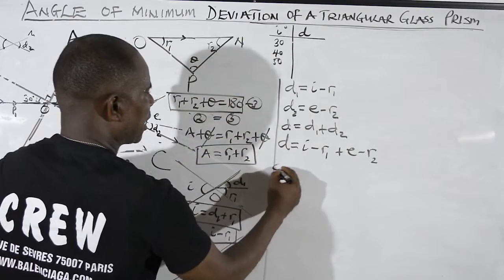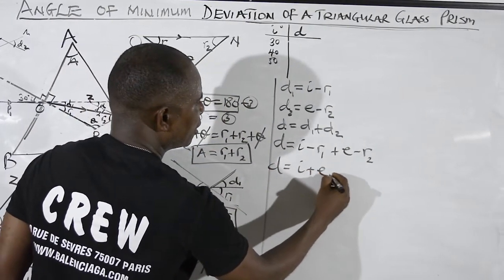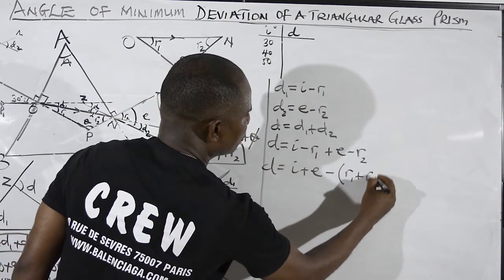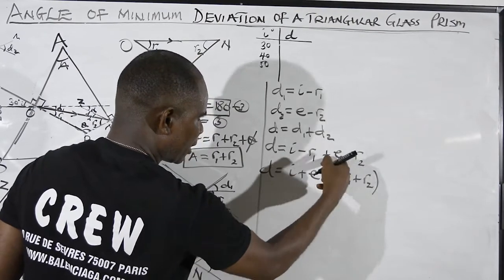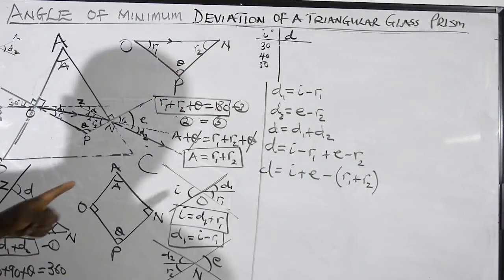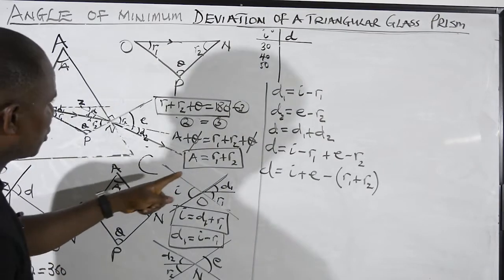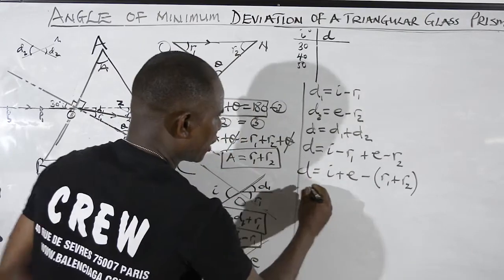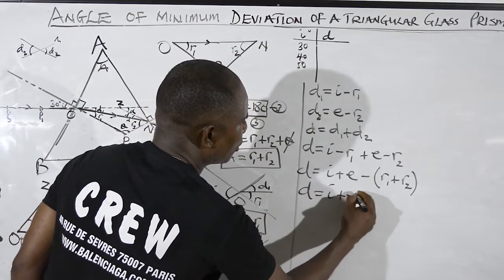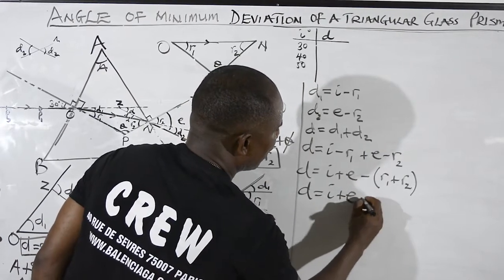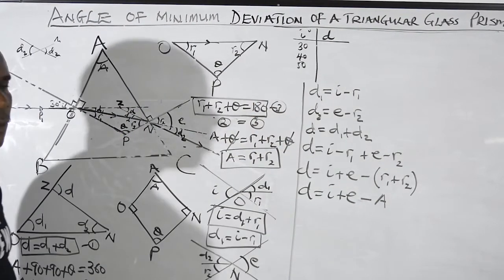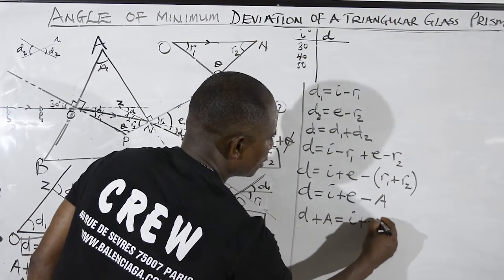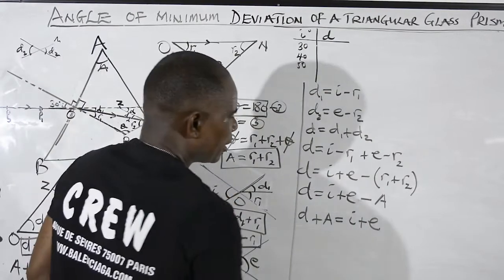So now we can collect the terms properly. So you have I plus E, if I subtract this, I'll have R1 plus R2. If you do the math, you clear these brackets, you get this on top, of course. So now we have already found R1 and R2. It was somewhere here. R1 plus R2 is A. So anywhere I see R1 plus R2, I put A there. That is the refracting angle. So I plus E minus A. So I have minus A, somewhere there. So I transpose, I have D plus A is equal to I plus E. Right there. So now we know that.